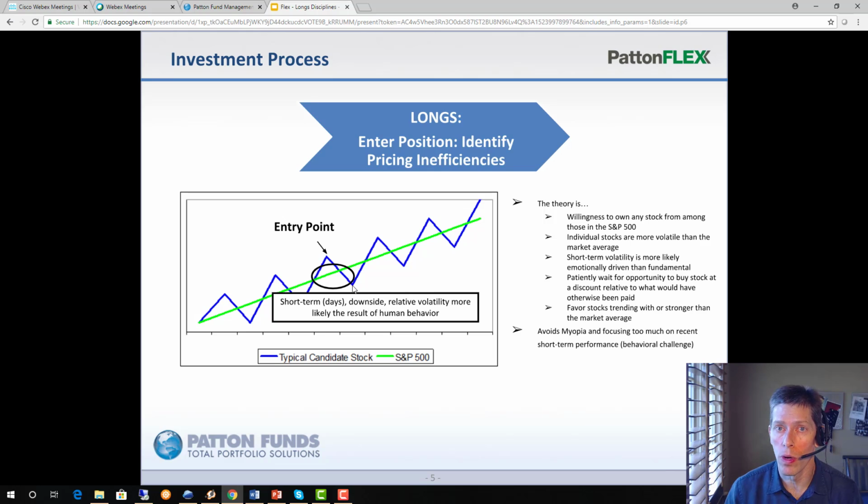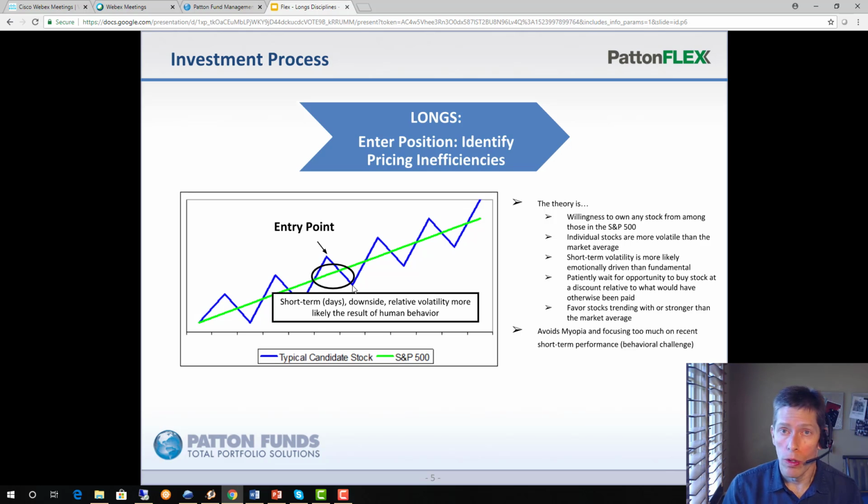It's a contrarian view. We're going to step up and buy when other people are selling, because we think this presents us with an opportunity to buy the stock at a lower price, at a discount relative to what we might have otherwise paid for it. So that is the theory on the long side. That's how we enter positions. That's how we buy stocks.